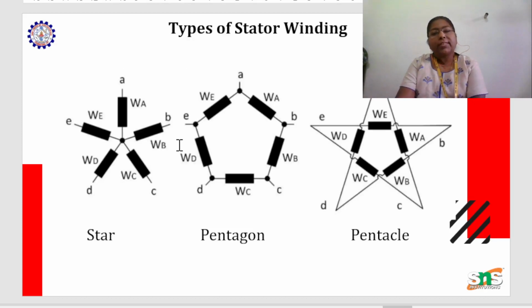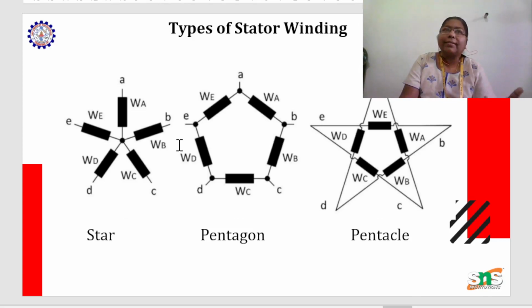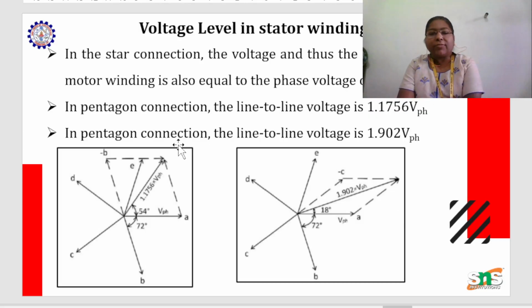And if the phase number is higher, automatically the angle of separation is going to be lesser. That's the difference. Like in three phase, how we connect the stator windings in star fashion and delta fashion, the same way here also you can have a star connection, a pentagon connection, or a pentacle connection. All three types of connections are possible in a five-phase induction machine. And definitely there is going to be a difference in the voltage level also.